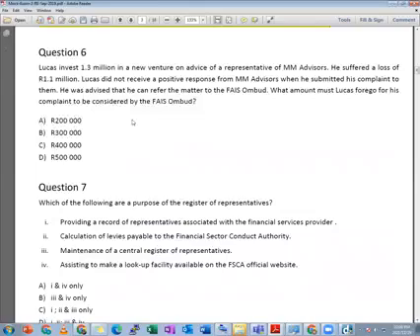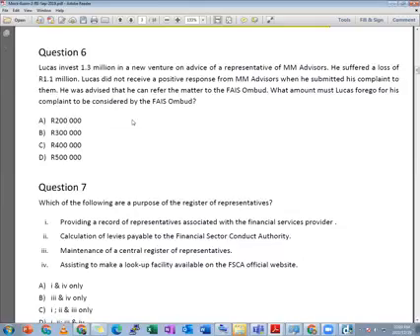Lucas invests 1.3 million in a new venture on advice of a representative of Advisors. He suffers a loss of 1.1 million. Lucas did not receive a positive response when he was complaining internally. So he was advised, it is the responsibility of the FSP to tell the client which ombud to go to. So they tell him he can refer to the FAIS Ombud. What amount must Lucas forego for his complaint to be considered by the FAIS Ombud?